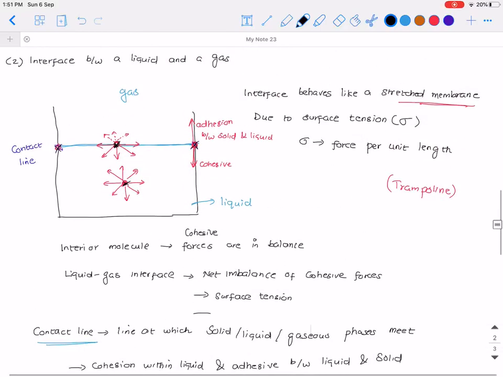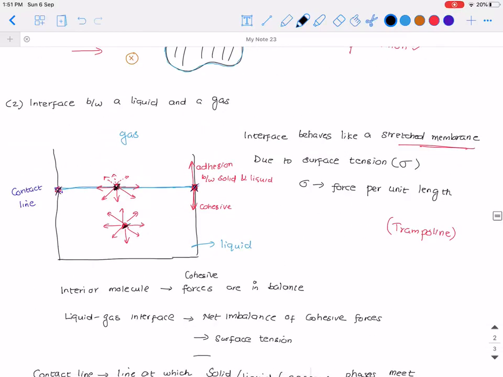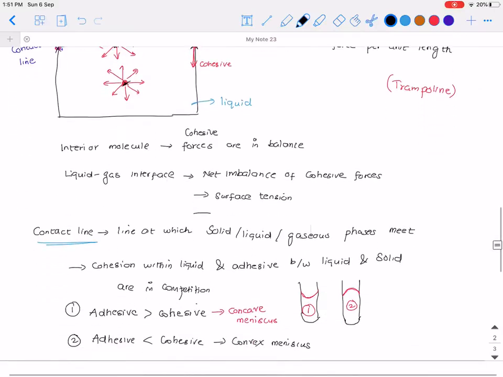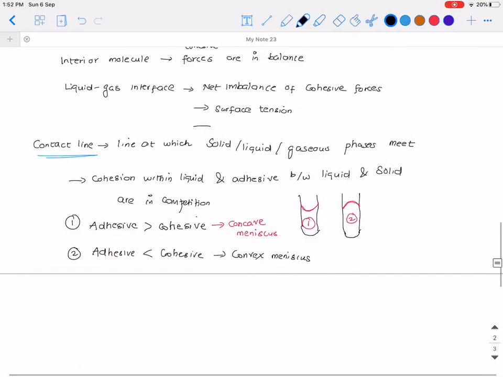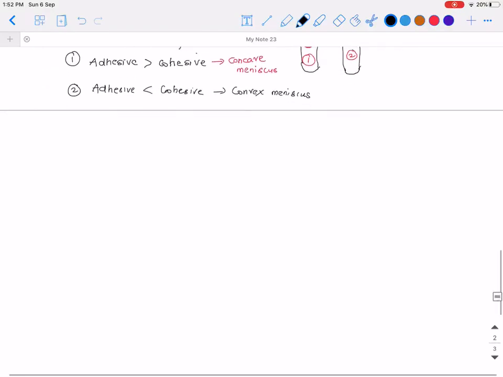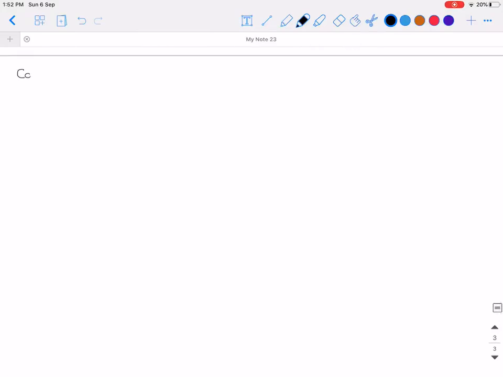Okay, is that clear? Do you see where physically the surface tension is coming from? That is coming from the cohesive force imbalance at the interface. Okay, and then the contact line is the point or along the line in which all three phases meet, and that decides, if you fill a solid tube with a liquid, the shape of the meniscus. Okay, and then we will stop this chapter by discussing capillarity, which you already know.